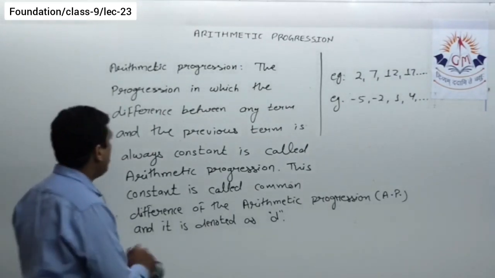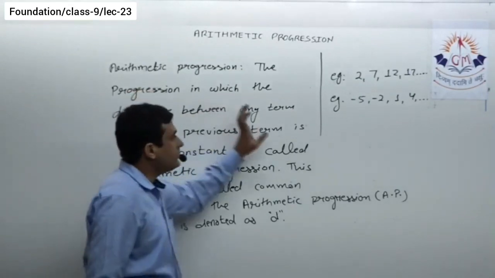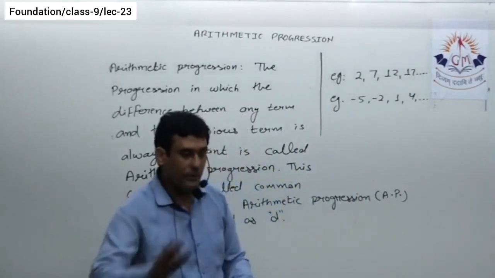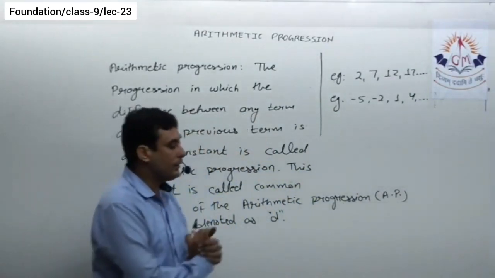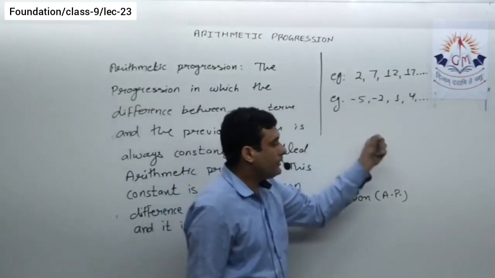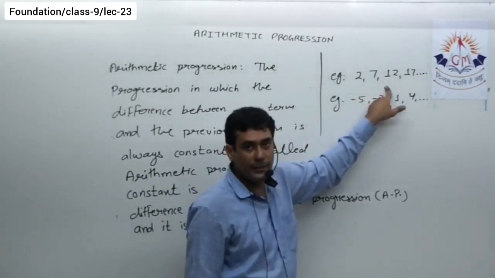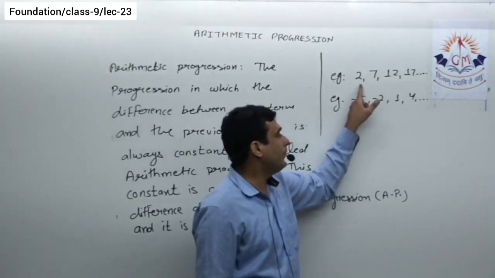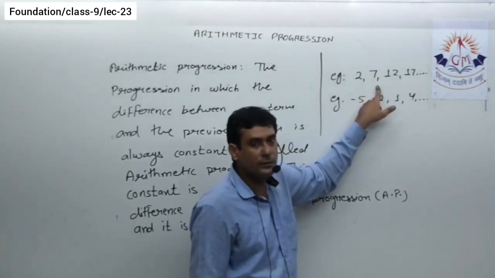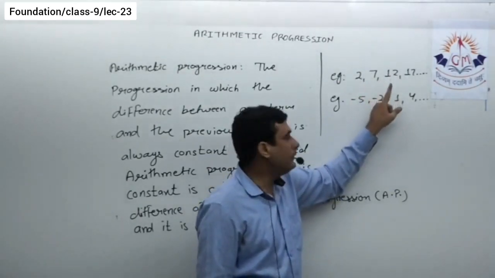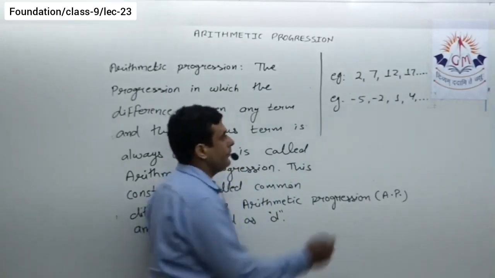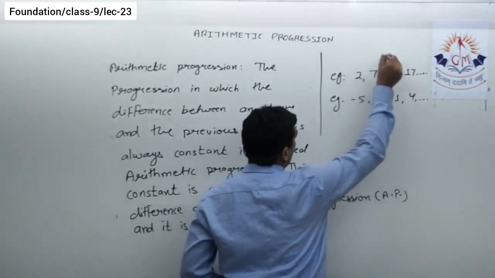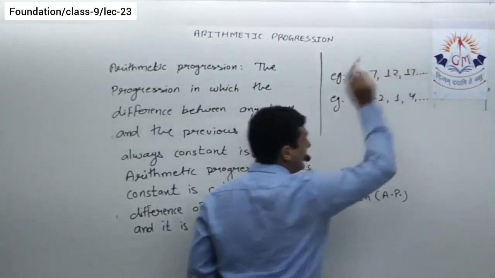See here, I defined arithmetic progression as one in which the difference of any term and the previous term is always constant. Now I can define the same thing in this way: a progression in which each term is obtained by adding a fixed number to get the next number. For example, if I add 5 to 2, I will get 7. If I add 5 to 7, I will get 12. If I add 5 to 12, I will get 17.